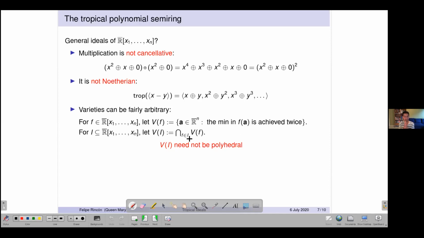Well, it turns out that if you have a general ideal in the polynomial semiring, then the variety might not be polyhedral, for instance. It's not that it doesn't look like a tropical variety, it's that it might be a completely non-polyhedral object, like an oval, like some weird shape, something non-polyhedral.